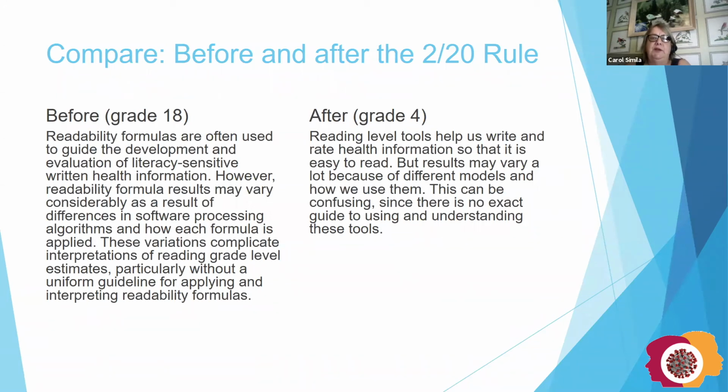After we get to grade 4, reading level tools help us write and rate health information so that it's easy to read. Okay, there you go. I have a sentence that most people will understand. But results may vary a lot because of different models and how we use them. Yeah, okay, I see. There's some complications in how you write readably. This can be confusing since there's no exact guide to using and understanding these tools. And therein lies the problem. There is no exact guide. That's why I like the 220 rule. It gets me starting in the right place.